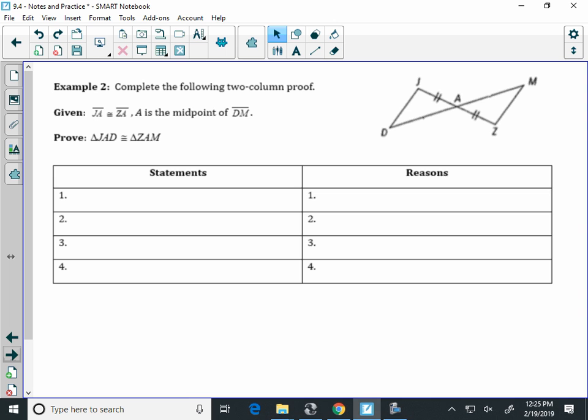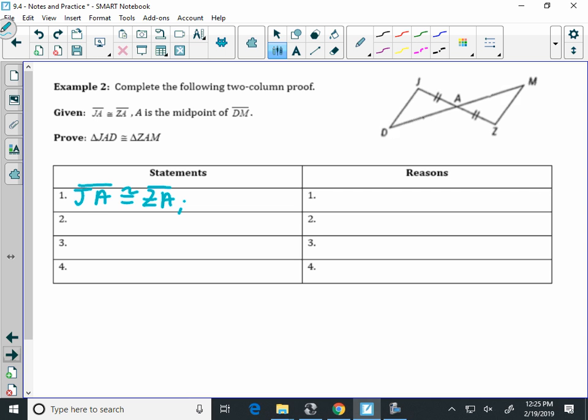So we're going to complete the following two-column proof to show that these two triangles are congruent. We're trying to prove that triangle JAD is congruent to ZAM. Just like we filled out every single proof, what's our first statement and reason every single time? Given. So we were given that JA is congruent to ZA. And we were given that A, you can abbreviate, is the midpoint of DM. Okay, and our reason's given. Every time. That's your freebie.